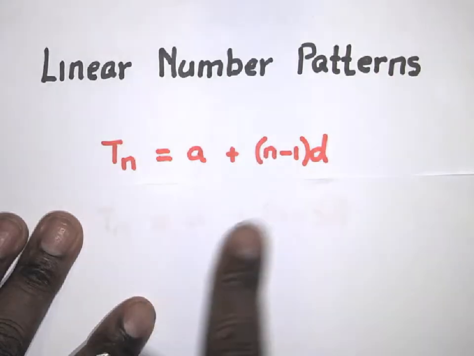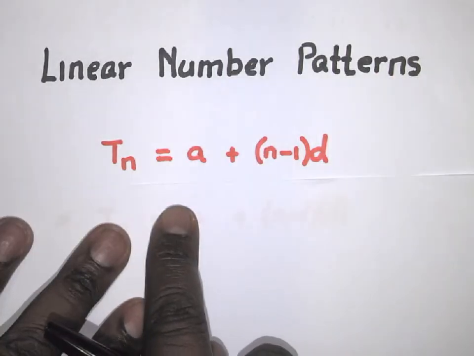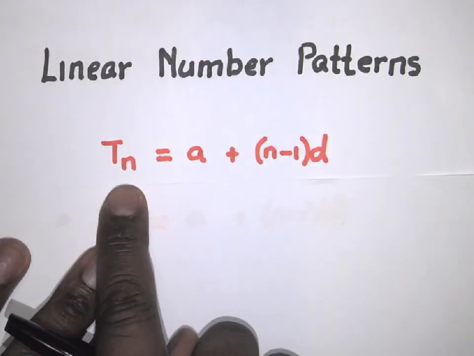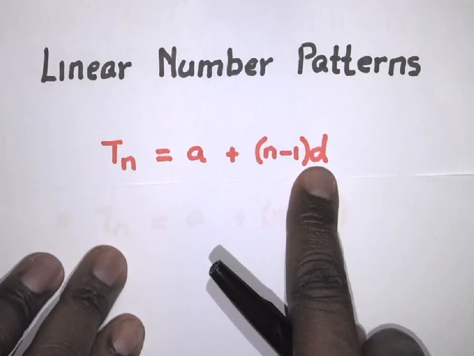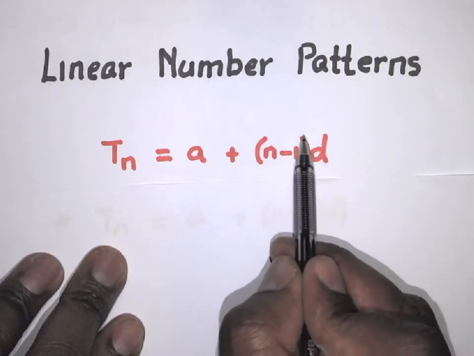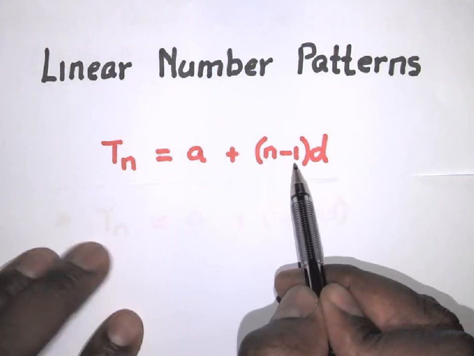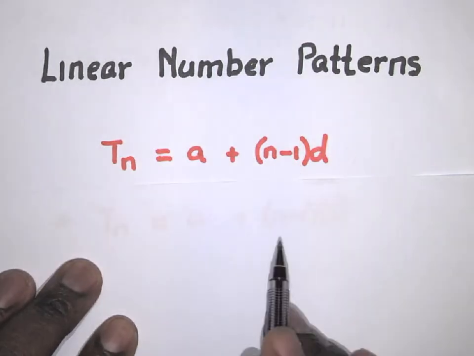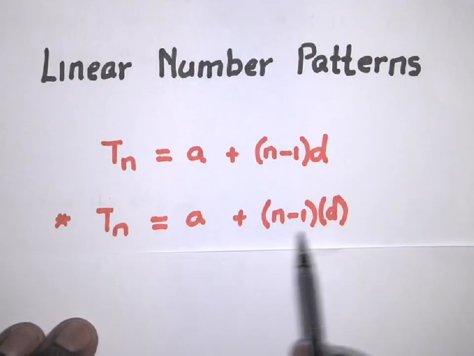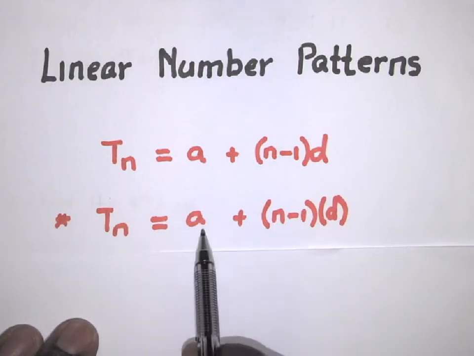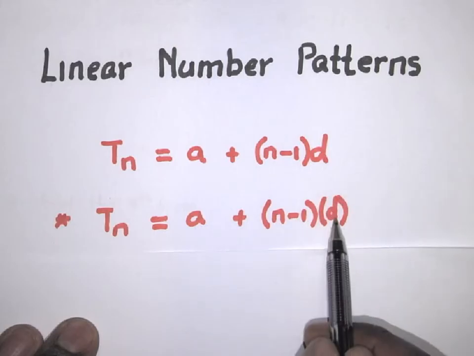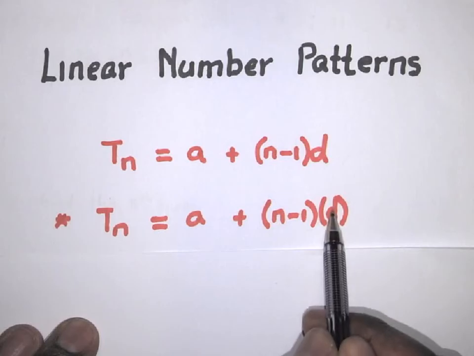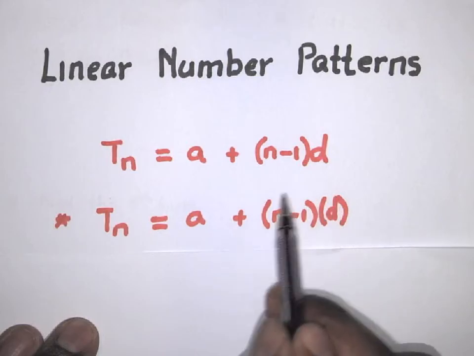You will recall that the general formula for the linear number pattern is Tn equals a plus n minus 1 times d. The d over here is multiplying everything that is inside here. To make things easier and for people not to forget, I sometimes write it like this. So Tn is equal to a plus the n minus 1 multiplied by a d. The reason is sometimes the d becomes a negative number and people tend to forget that the negative number is still multiplying inside this bracket.